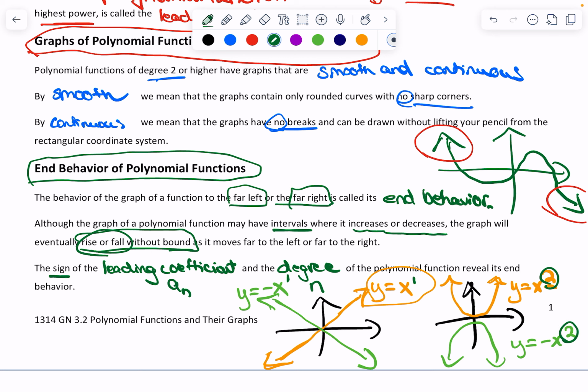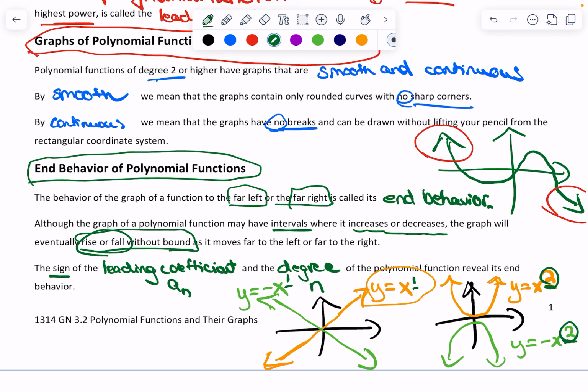So when we have an even number, which 2 is an even number, 2, 4, 6, 8, the ends are going to go the same way. When we have an odd number, like 1, the ends are going to go different ways.